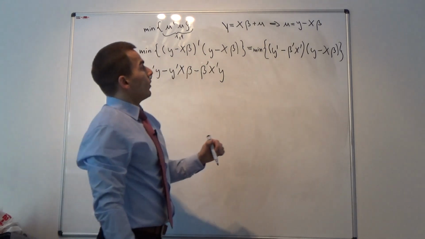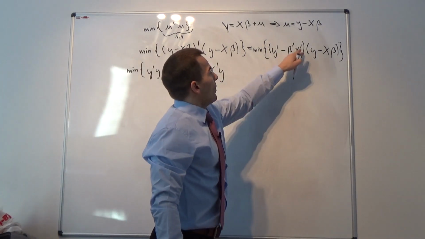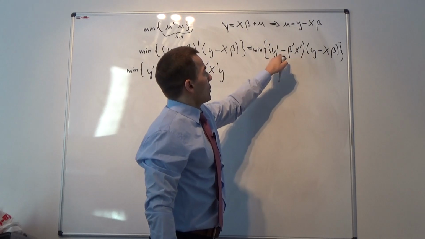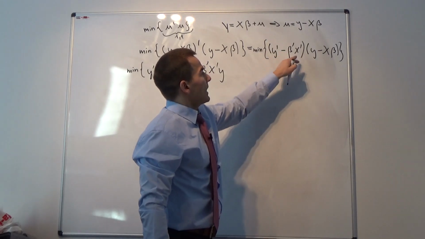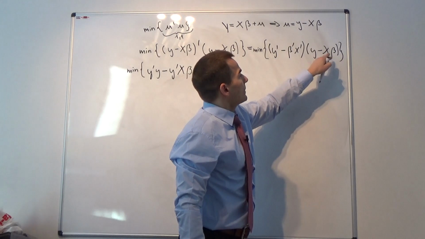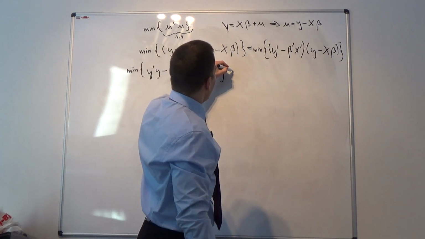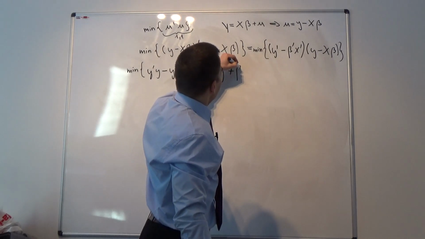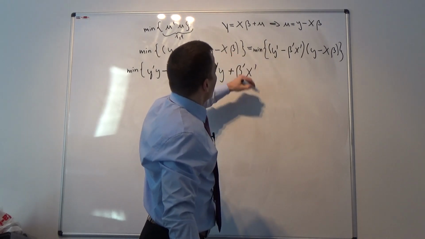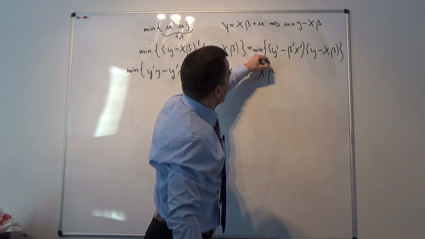And finally, we multiply the second term in the first parenthesis, which is minus beta transposed x transposed, with x times beta. And minus times minus obviously gives plus, so it's plus beta transposed x transposed x times beta.